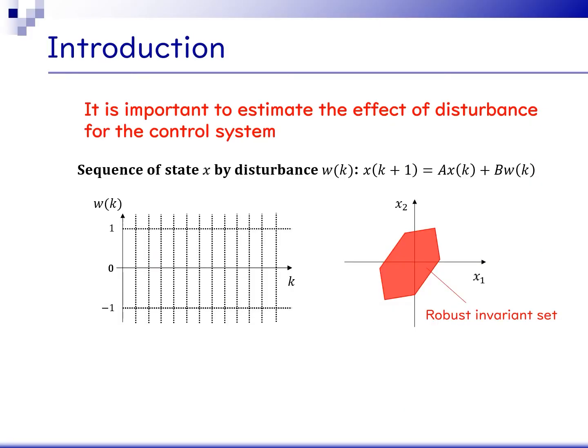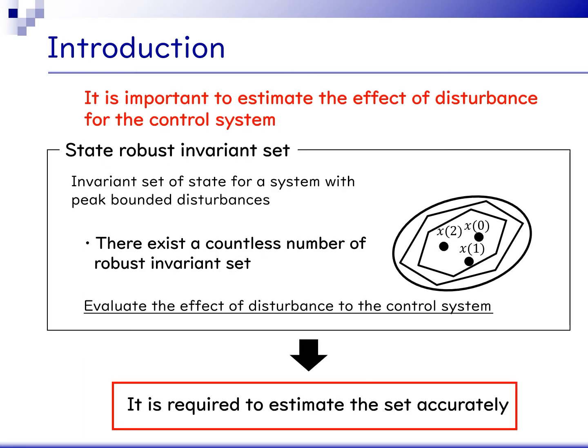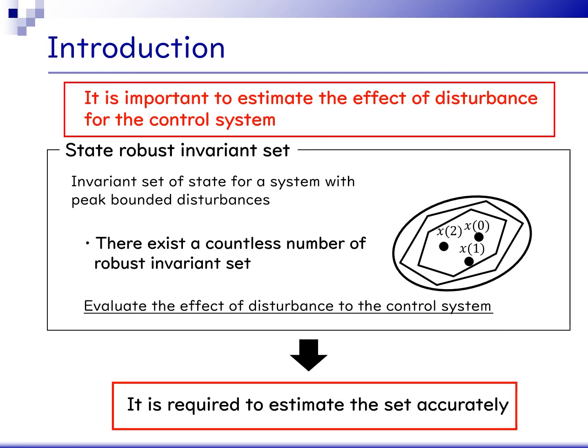It is important to estimate the effect of disturbance for the control system. This slide shows the sequence of the state by disturbance. When disturbance is peak bounded, then the state is in a robust invariant set. The robust invariant set is useful for estimating the effect of disturbance for the control system.